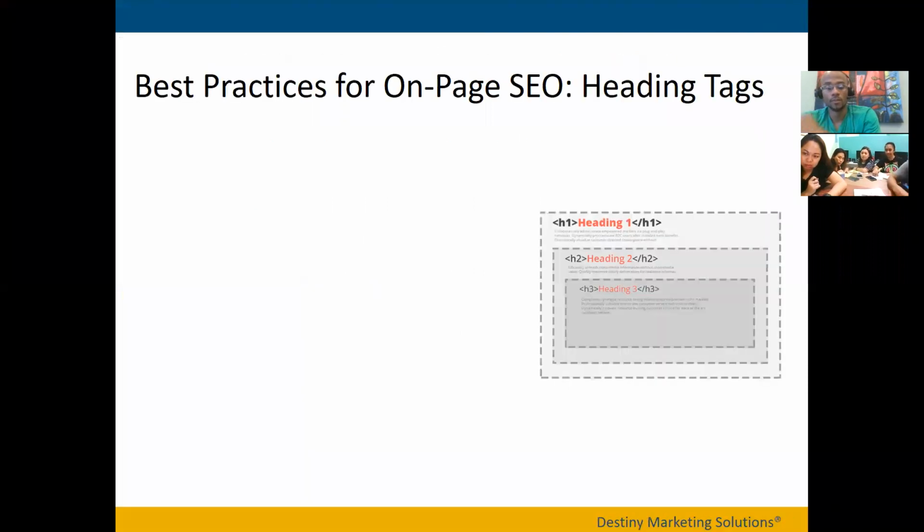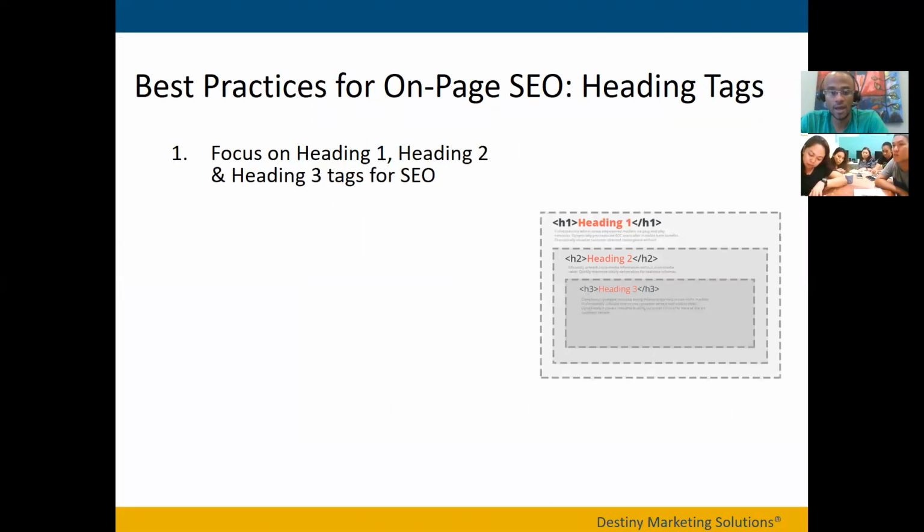So moving forward, best practices for on-page SEO: heading tags. So remember heading tags, kind of like if you're writing a paper for school, this is how you would pretty much organize your paper. So you have your heading 1 tag, which is kind of like your page title. Your heading 2 and heading 3 tags are kind of like the different bullet points that you want to focus on for your paper. It's the same way for a web page. So for your SEO, I would focus on your heading 1, heading 2, and heading 3 tags.